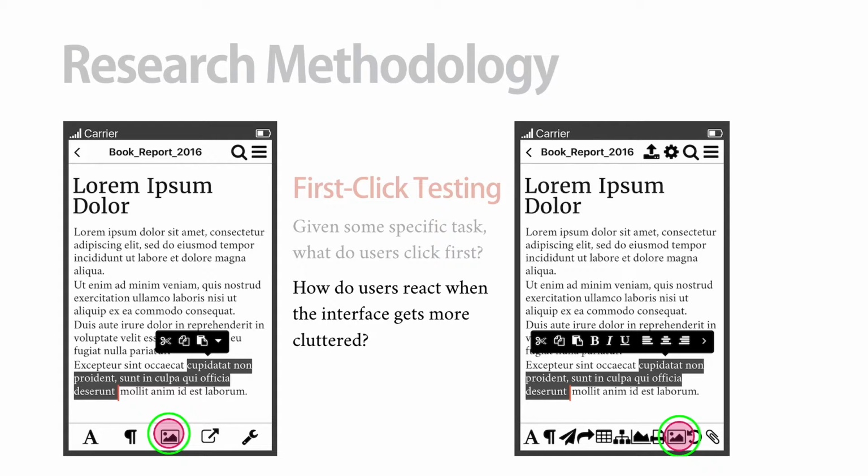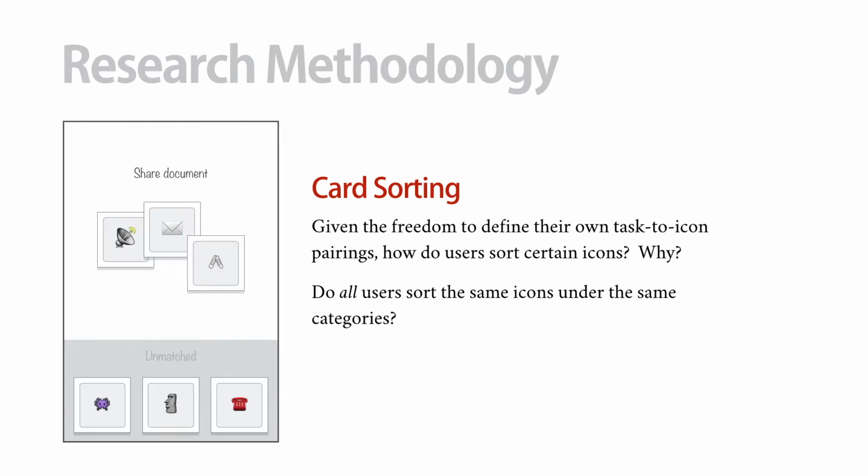Note the transition between the one on the left and the one on the right. With the one on the left, you can actually see the space in between each icon, and the one on the right is just a nightmare. And the second method was card sorting. The purpose of this was to let participants define their own relationships between icons and tasks. More of an open ended kind of exercise.